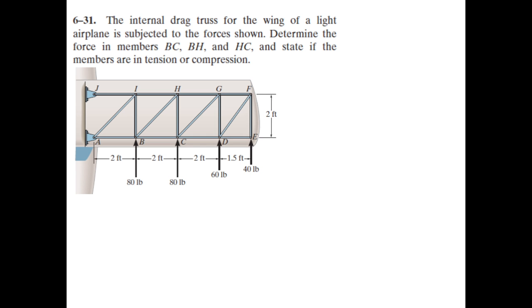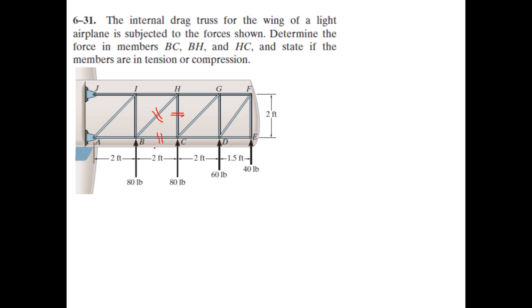So here, this is problem 6-31 of your textbook, R.C. Hibbeler 12th edition, and in this problem, a truss structure for a light airplane is shown, and we need to find the forces in this member BH, this member BC, and this member HC. So we have to actually find out the forces in these members.